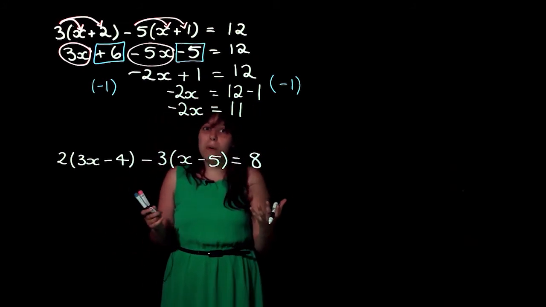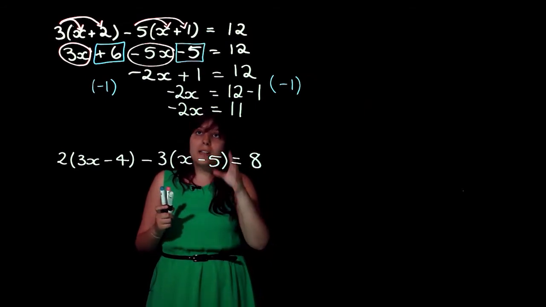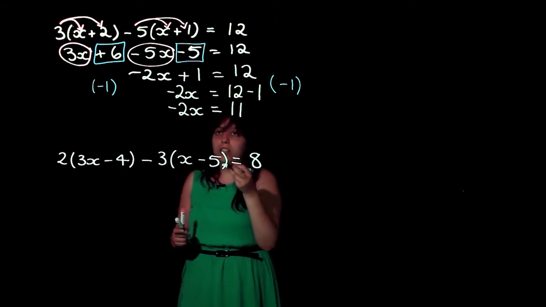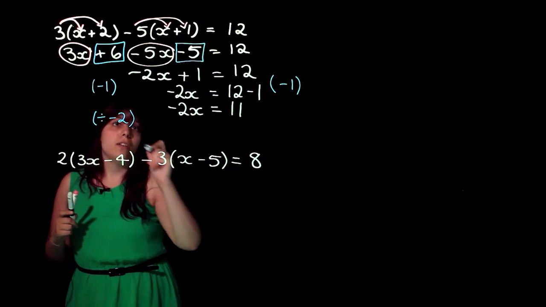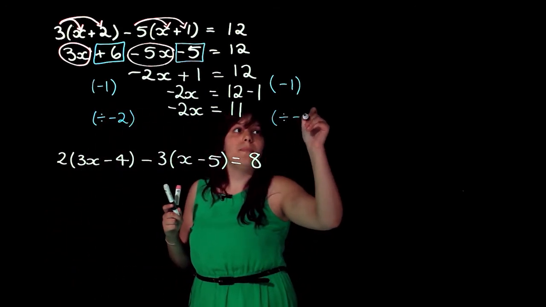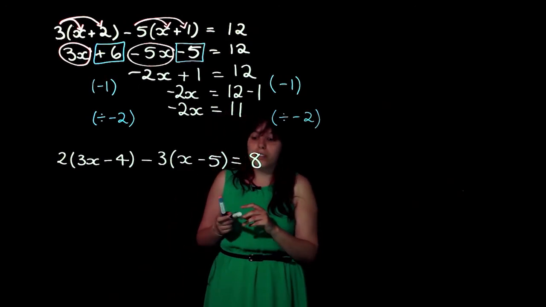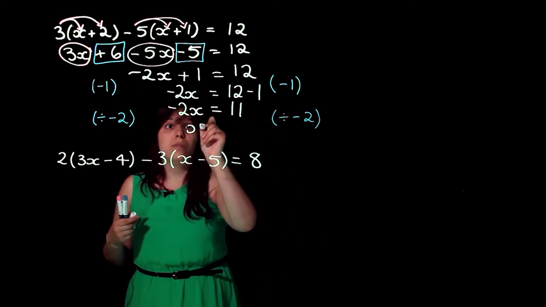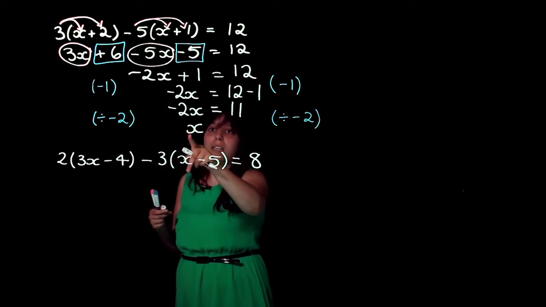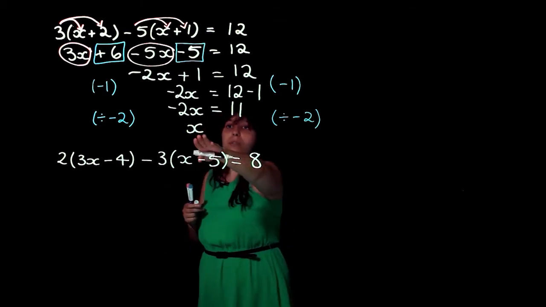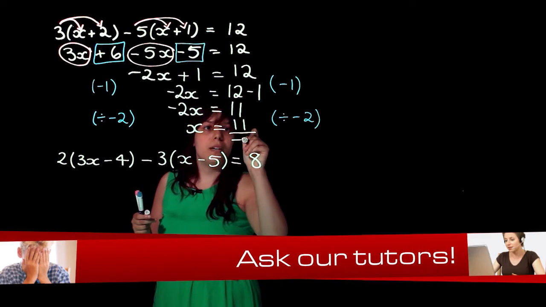And now I need to get rid of my minus 2. So currently I'm doing minus 2 times x. To get rid of that minus 2, I need to do divided by minus 2 because that's the inverse of times. So do that to both sides. So minus 2x divided by minus 2 is just going to be x, because a minus divided by a minus is going to be a plus, and 2 divided by 2 is going to give me 1. So that's just positive x. And then on this side, I'm going to have 11 divided by minus 2.